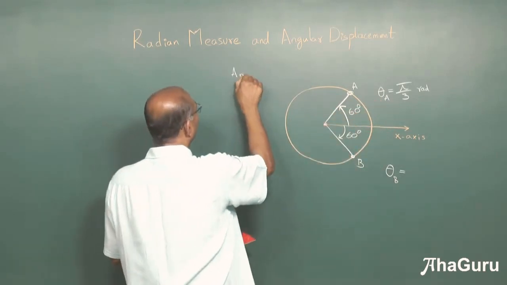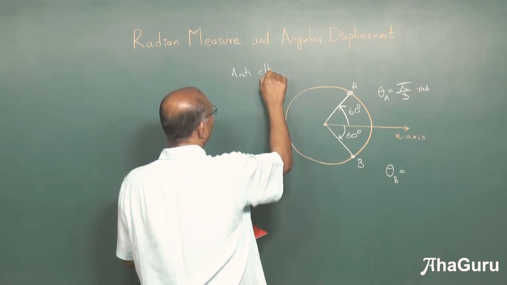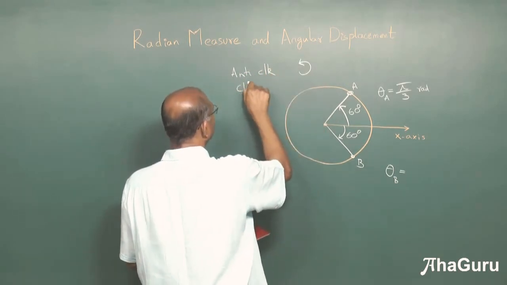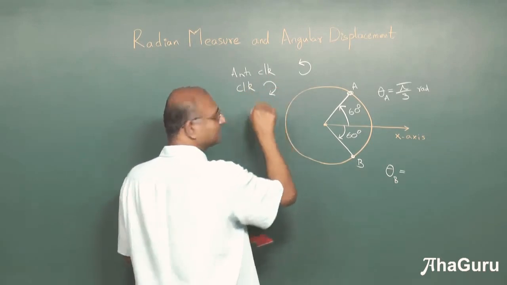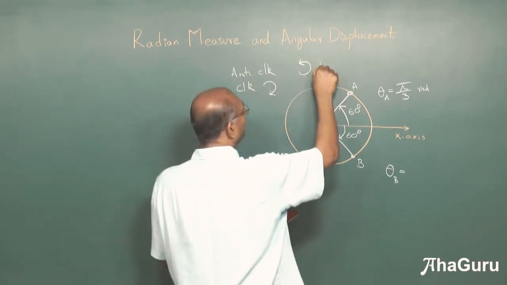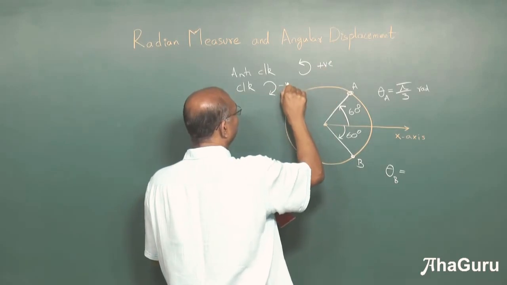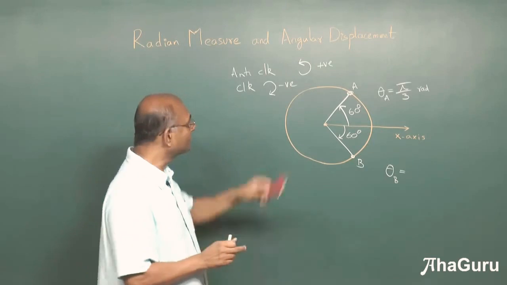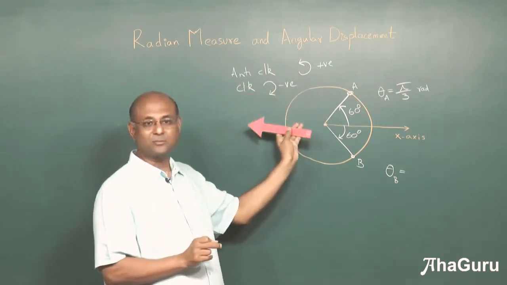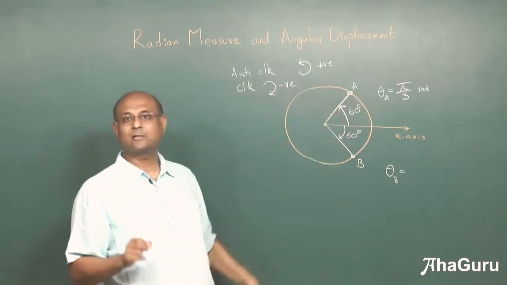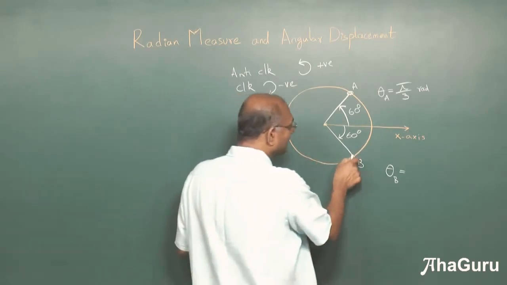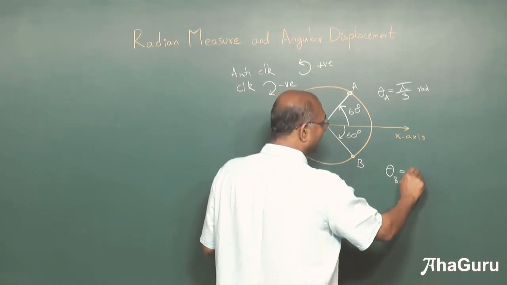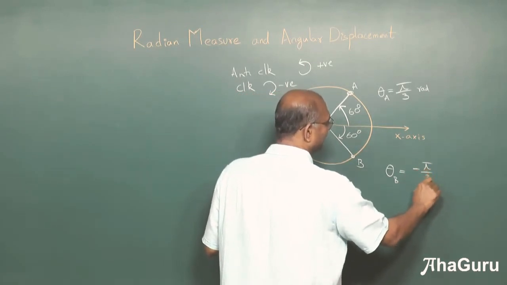Anti-clockwise or counterclockwise basically means like this, and clockwise is basically like this. This is positive, this is negative, this is a convention. If you ask me why that should be positive, that's what everybody assumes. If you're going in this direction, we assume it to be positive; if you're going that way, we assume it to be negative. So the angular position of B is going to be minus pi by 3 radians.